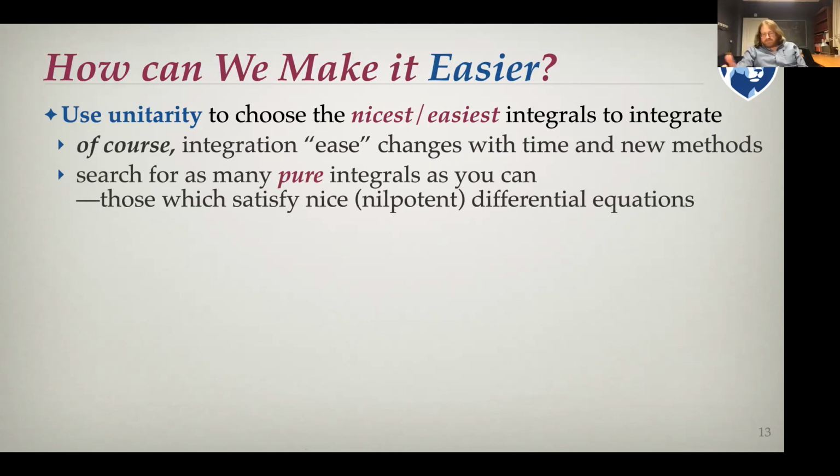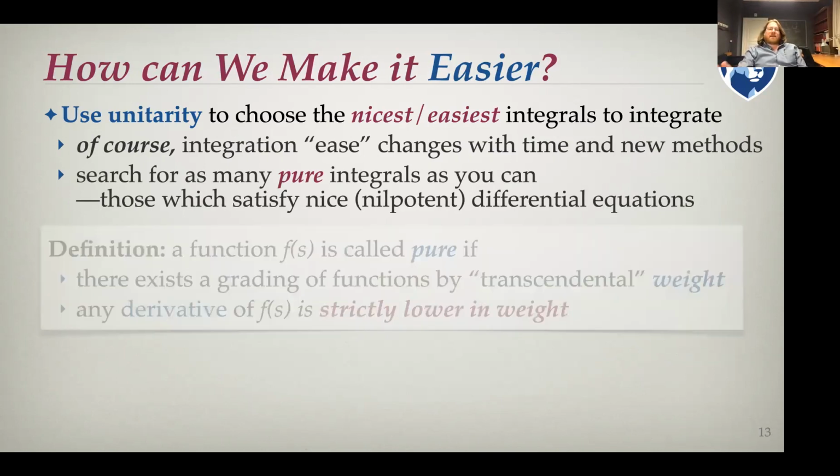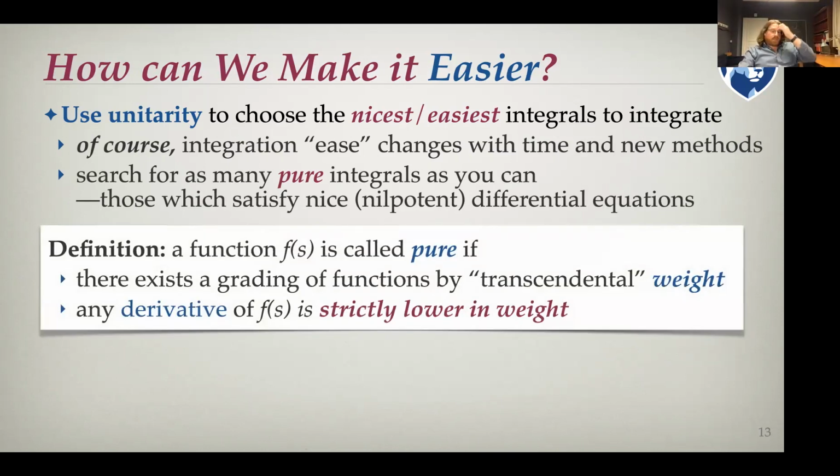for the sake of physicists, I'm going to say that a function is pure if there exists some sort of grading of functions by weight. Weight, I didn't put it in quotes, but what I mean is anything. If you can have a space of functions such that the derivative of any of these functions results in a function which has been assigned a strictly lower weight.